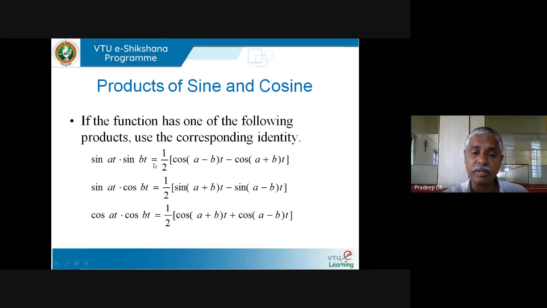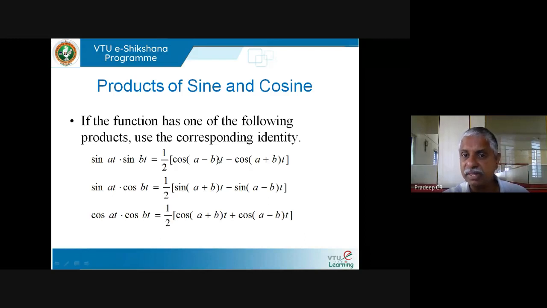What is important about it? If I am asked to find the Laplace of this product, I have to find it through this formula. Laplace of this is easy to find, because it is Laplace of this minus Laplace of this. Cos of something times t I know. Correct? So that is what we use.